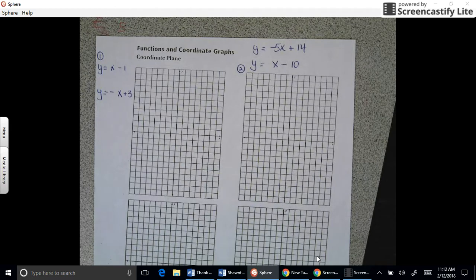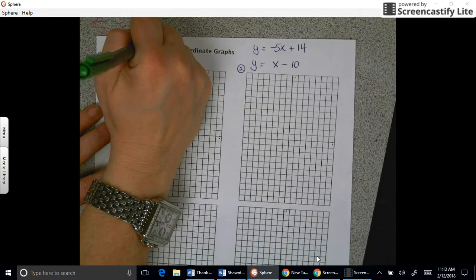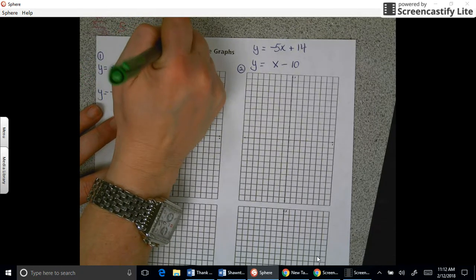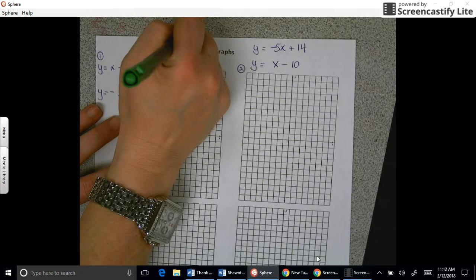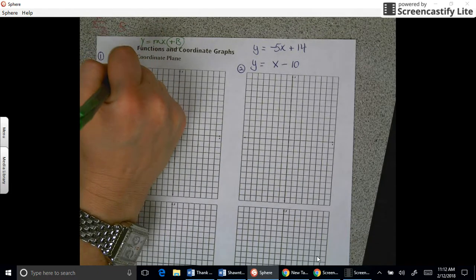All right, so here we're only going to have two equations in our system. The first one is y equals x minus 1. Our format is y equals mx plus b, and we start graphing with the plus b. That's our y-intercept. So for this problem, our b is our -1.